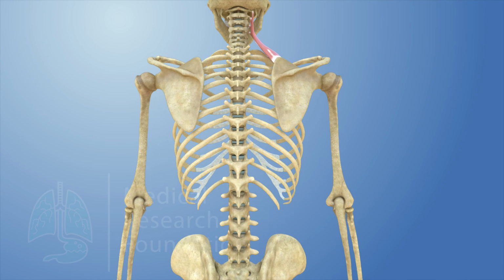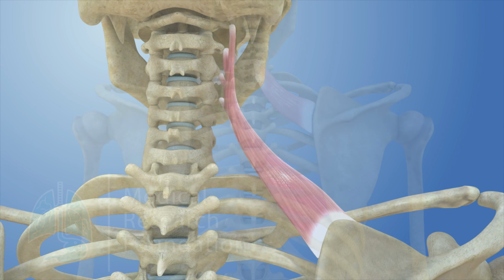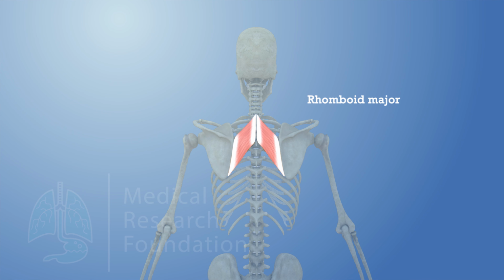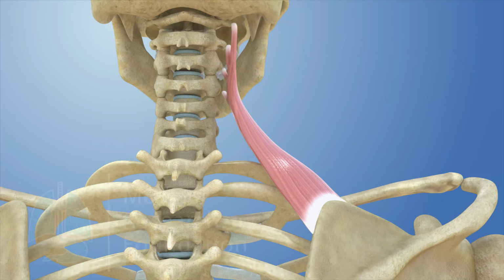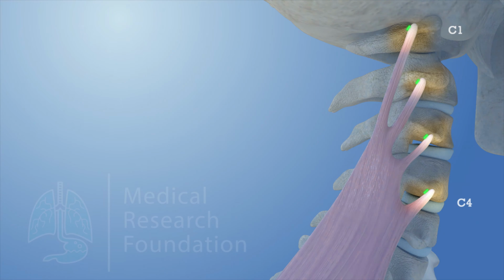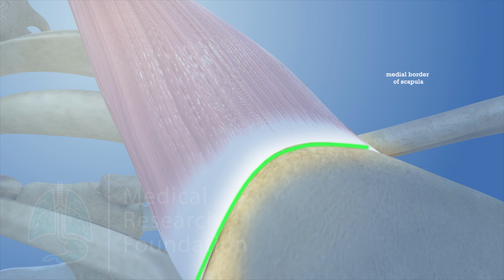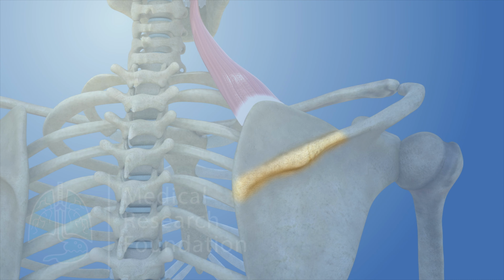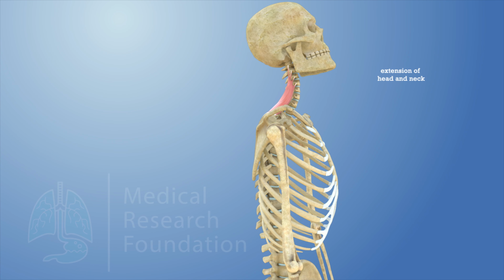Deep muscles of back are levator scapulae, rhomboid minor, rhomboid major. Levator scapulae originates from the transverse processes of C1 to C4 vertebrae. Insertion takes place in the medial border of scapula above the spine. Action: elevation of scapula and extension of head and neck.